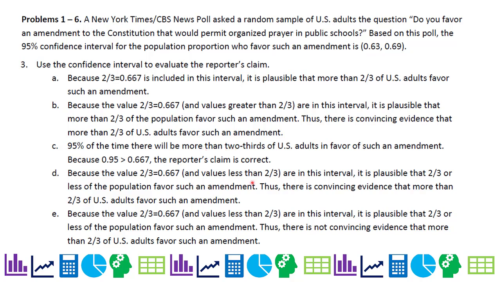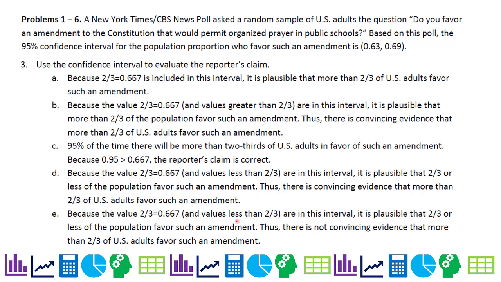Because the value and values less are in this interval, it is plausible that 2/3 of the population favor such an amendment. There is convincing evidence that more than 2/3 of the U.S. adults favor such an amendment. Again, we're in the interval, so we're not really finding evidence. D is not correct. Let's look at E.